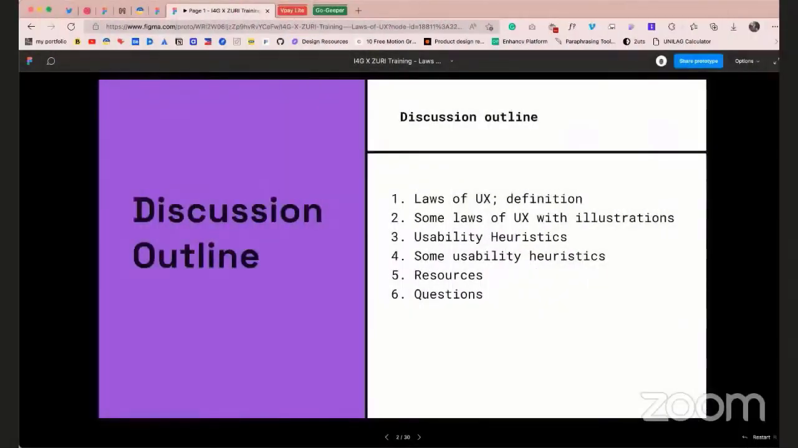So the things we'll be discussing today are laws of UX, the definition, some laws of UX with illustrations that will help you understand, and real life examples. We'll also be talking about usability heuristics, some usability heuristics, and then a couple of resources so that you can read on your own after the session, and then we'll have time for questions.